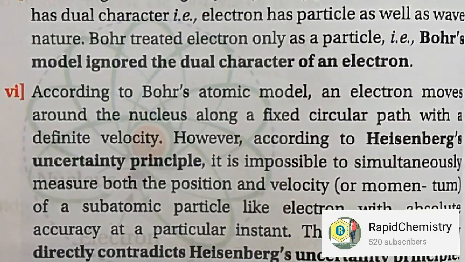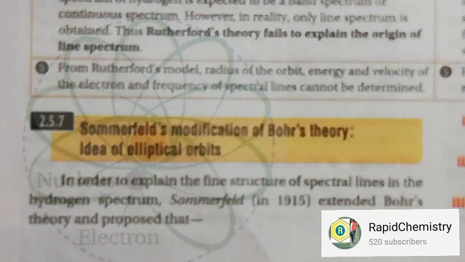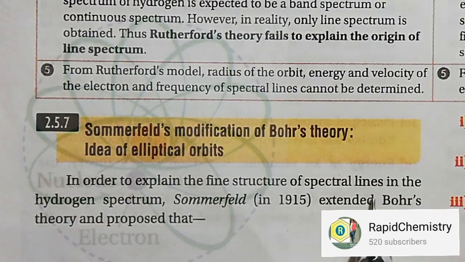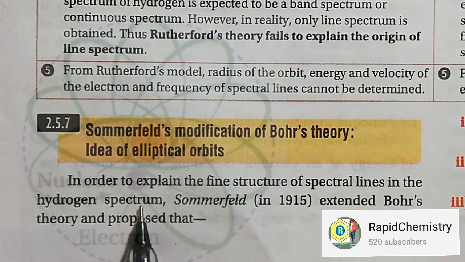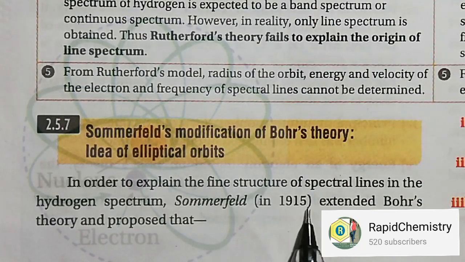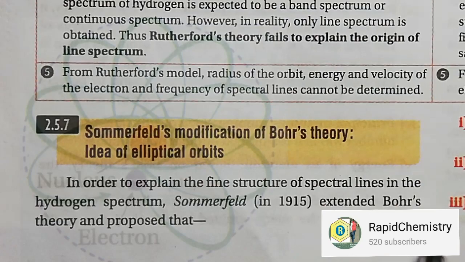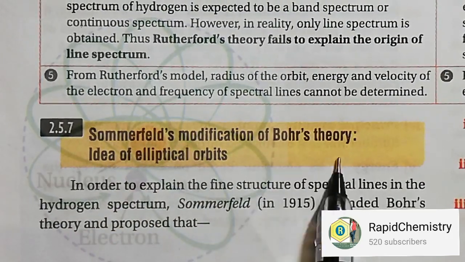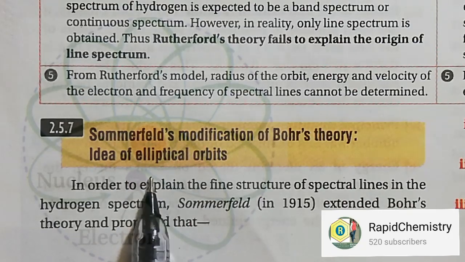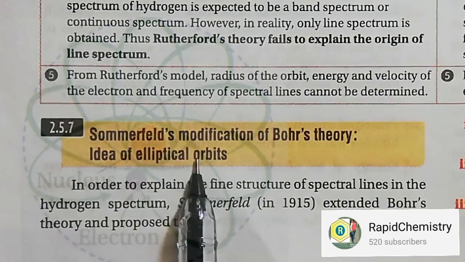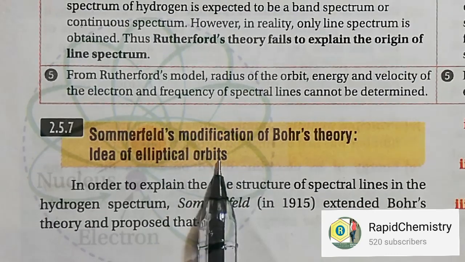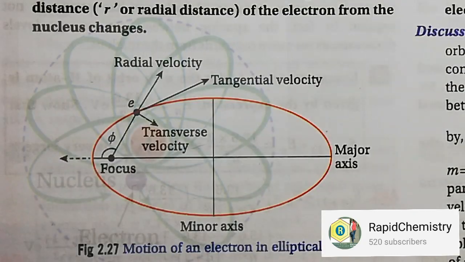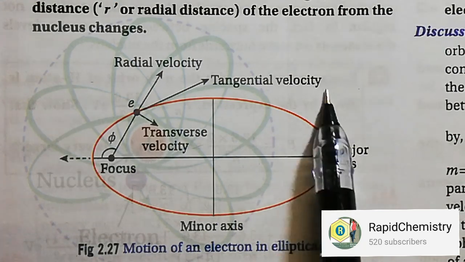In order to explain the fine structure of spectral lines in the hydrogen spectrum, Sommerfeld in the year 1915 extended Bohr's theory and proposed Sommerfeld's modification of Bohr's theory. He gave, for the first time, the idea of elliptical orbits. Here the motion of an electron in an elliptical orbit has been shown.